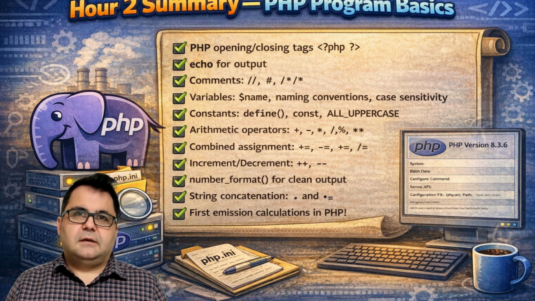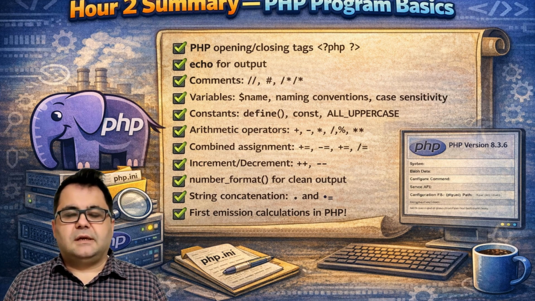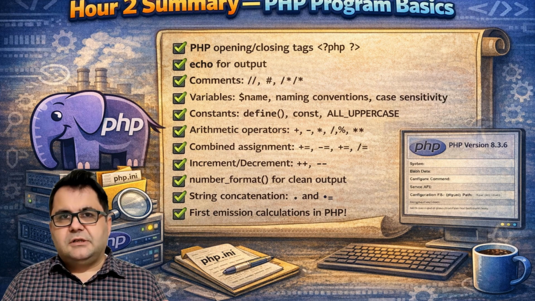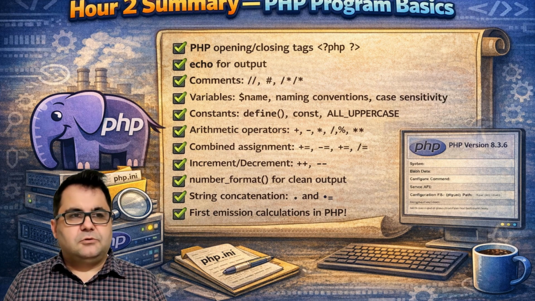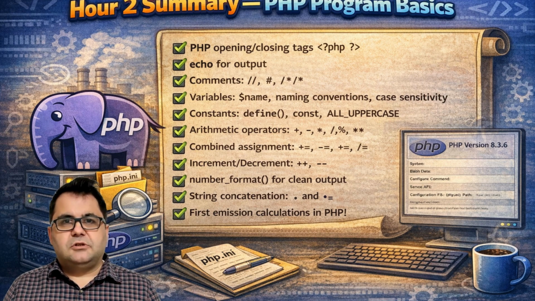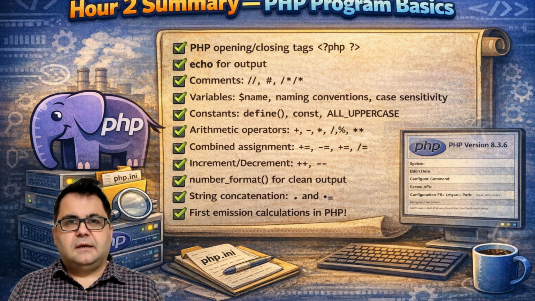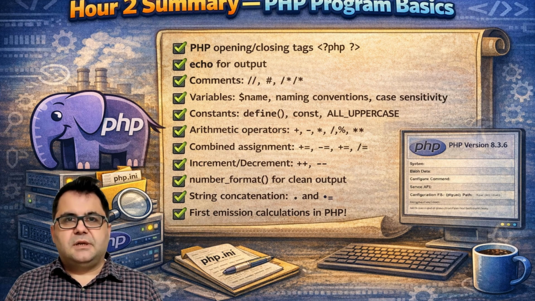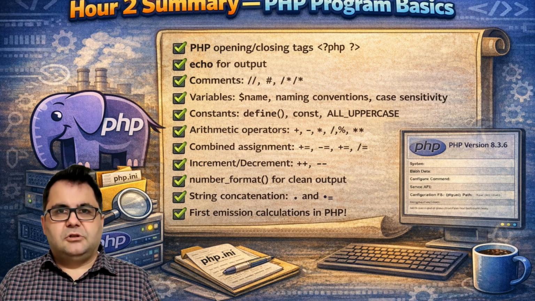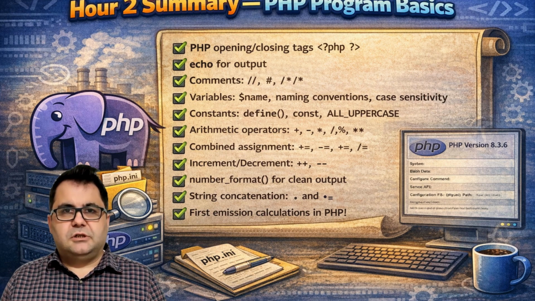Number 4, using a variable that was never defined. PHP will give a warning, not an error, which can lead to subtle bugs. Number 5, case sensitivity. $Emissions and $emissions are completely different variables. And number 6, division by zero. Always check that your divisor isn't zero, especially when calculating averages or percentages.